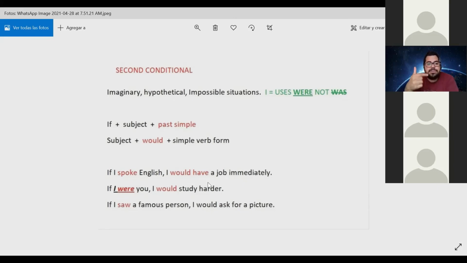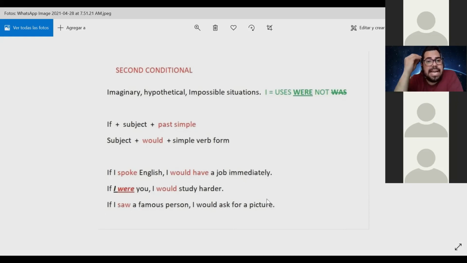Let's take a look at the last one, guys. This is an imaginary situation, a hypothetical situation. Look at this, guys. If I saw, the past tense of see, look at this. If plus subject plus past tense, recuerden, guys, with the second conditional, we use the past tense. If I saw a famous person, look at this. I would what? I would ask for a picture.